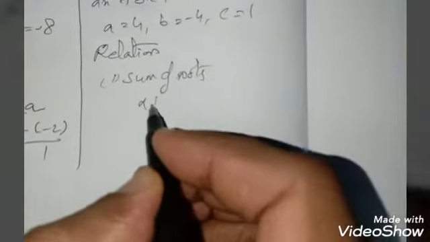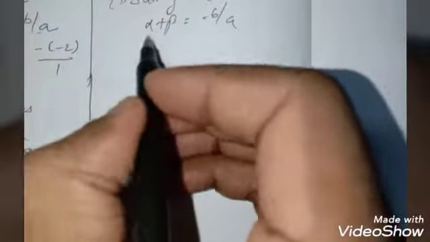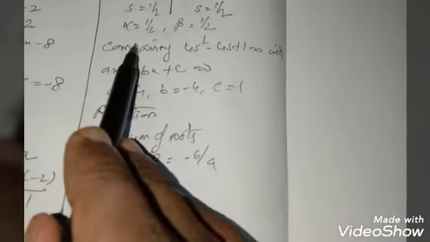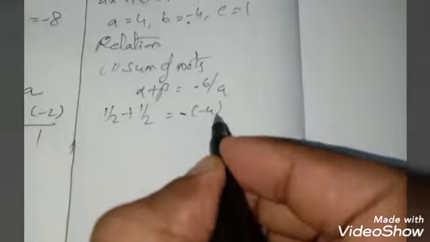For the sum of roots, alpha plus beta is equal to minus b by a. Now what is alpha here? So alpha is given as 1 by 2 and beta is given as 1 by 2. So I can write this as 1 by 2 plus 1 by 2 is equal to minus b, which is given as minus 4 here. That is minus of minus 4 divided by 4. Now 1 by 2 plus 1 by 2 is 1. Minus into minus is plus, so 4 ones are 4.